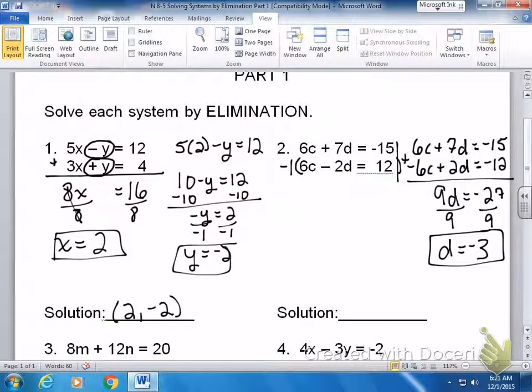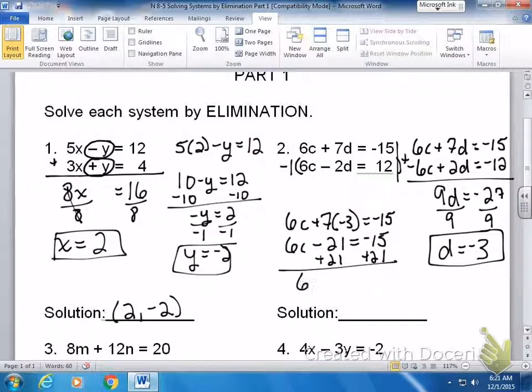Well, let me move that down a little bit so it doesn't confuse anybody. So now I have 6c plus 7 times negative 3 equals negative 15. And now I just have to solve for c. That's 6c minus 21 equals negative 15. I have to add the 21 to both sides. I get 6c equals 6. I divide both sides by 6, and I get that c equals 1.